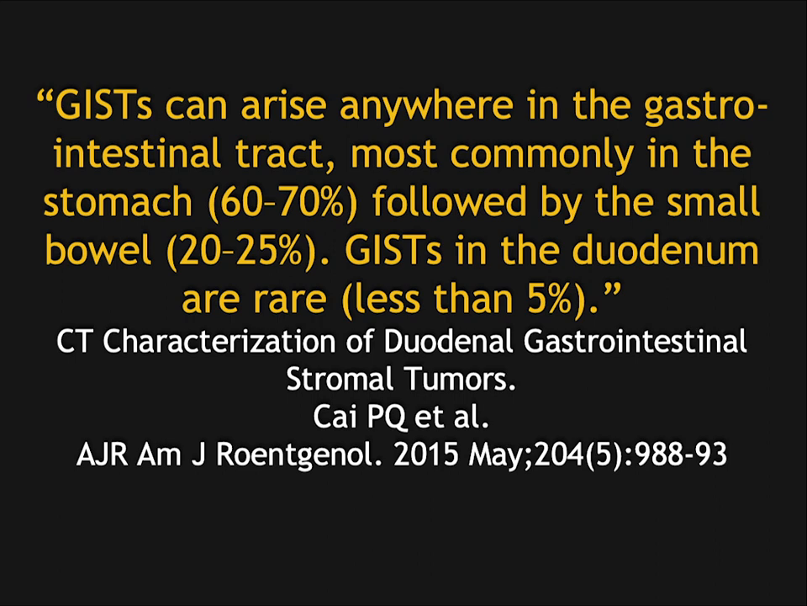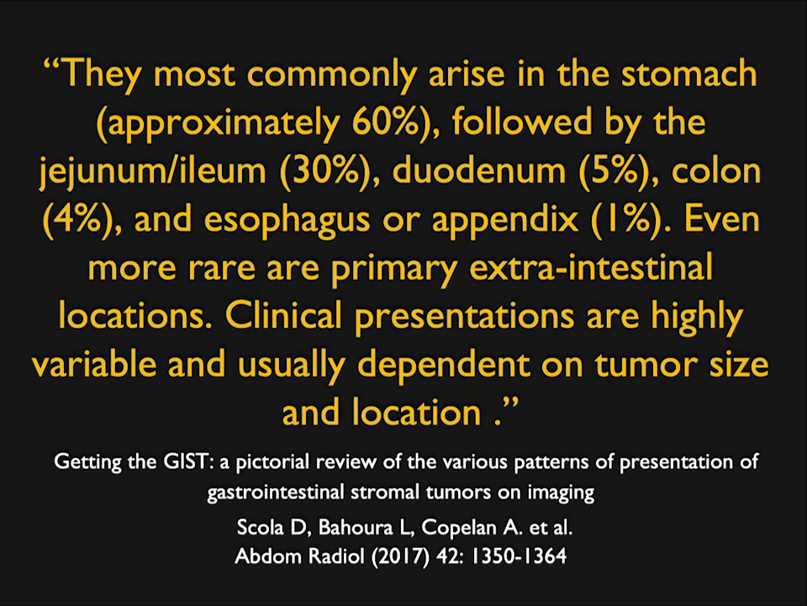This article by Kay: GIST tumors can arise anywhere in the GI tract, most commonly in the stomach, followed by the small bowel. We also see them in the duodenum, and in this case, less than 5% were in the duodenum, but they have unusual appearances in the duodenum, and they can be very large and at times simulate pancreatic cancer. There was another article more recently by Scola. Stomach 60%, jejunum and ileum 30%, duodenum 5%, and rarely in the colon, esophagus, or appendix. They mentioned the clinical presentations are variable, which we know.